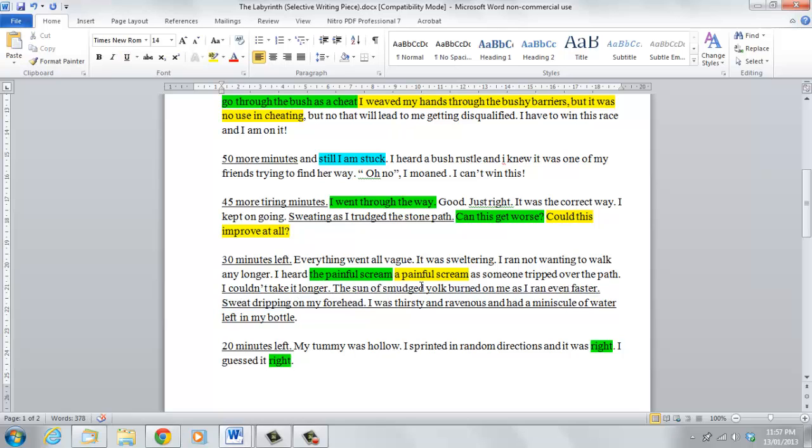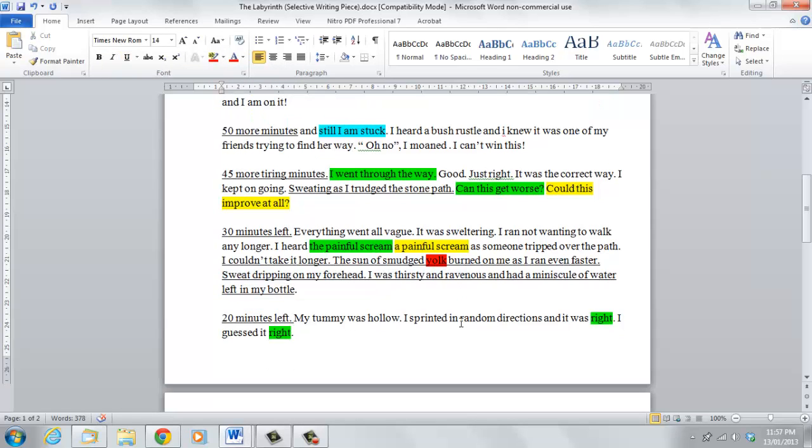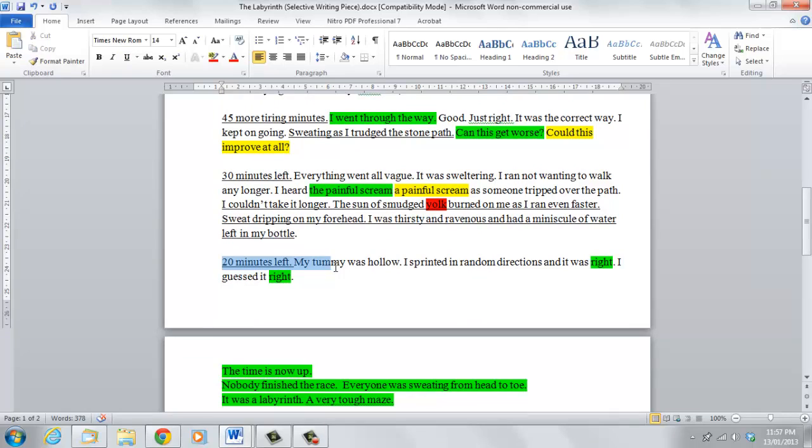The sun of the smudged yoke burned on me. I'm not sure about this yoke part, but you could change that. Burned on me as I ran even faster, sweat dripping on my forehead. This is perfect. I was thirsty and ravenous. Great, great word choice. 20 minutes left, my tummy was hollow.